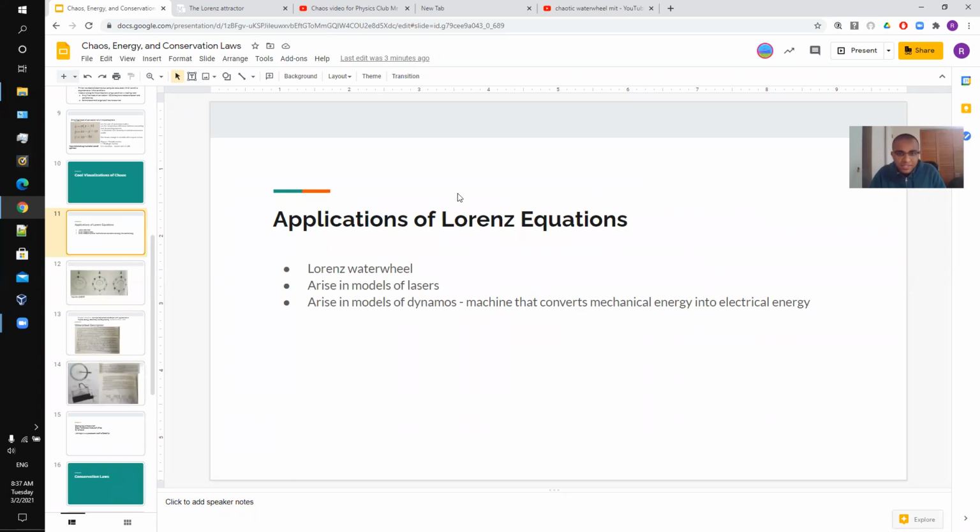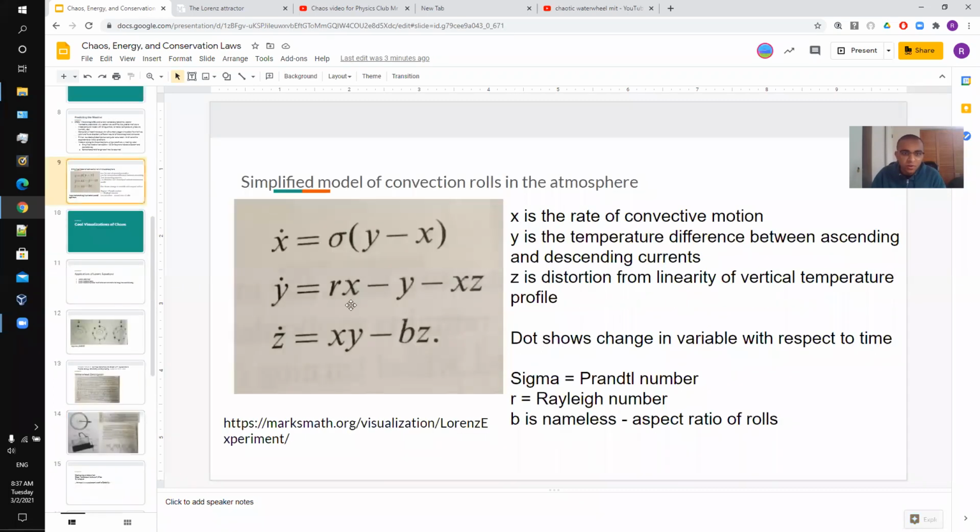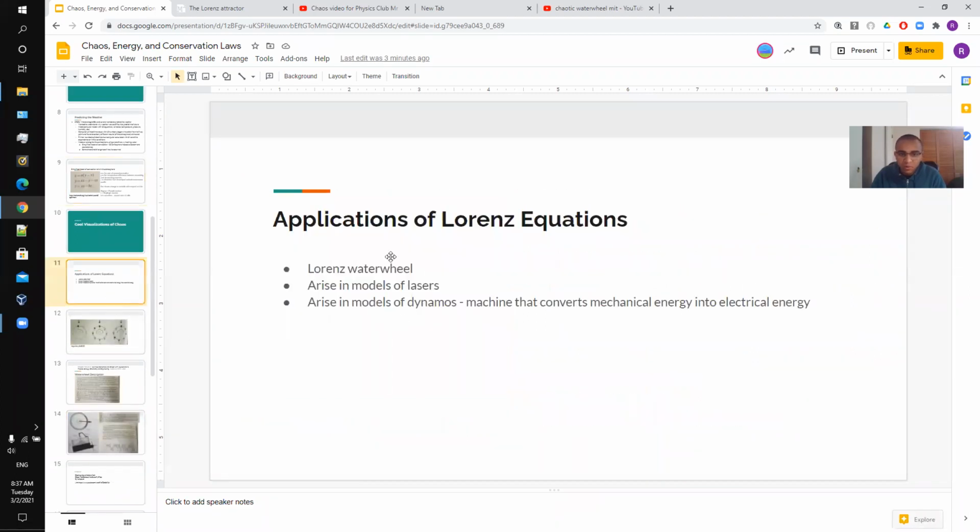So first we have the applications of the Lorenz equations. There's a Lorenz water wheel, which is basically a water wheel which works according to these equations. So we'll look a little at the water wheel. And you can also see them in models of lasers. And you can see the equations in models of dynamos, which are like in a hydroelectric dam, for example. It will convert mechanical energy to electrical energy.